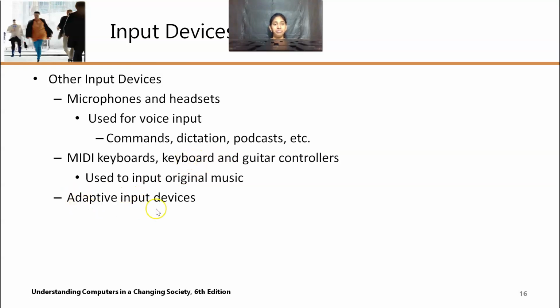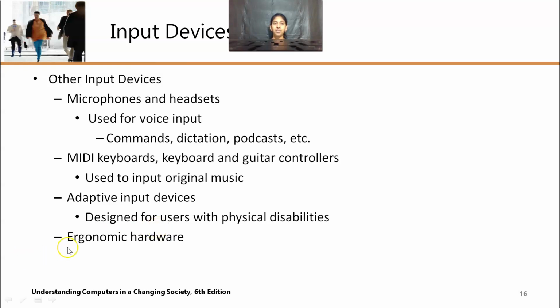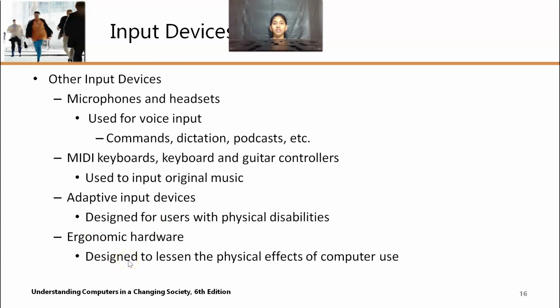And we have adaptive input devices. Adaptive input devices are designed for users with physical disabilities, as they cannot use touch screens and other input devices. So adaptive input devices are designed specifically for users with physical disabilities. And ergonomic hardware. These are designed to lessen the physical effects of computer use.